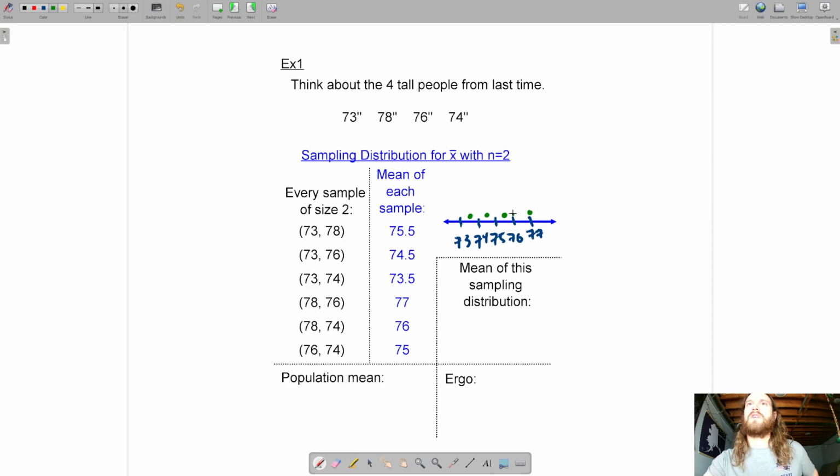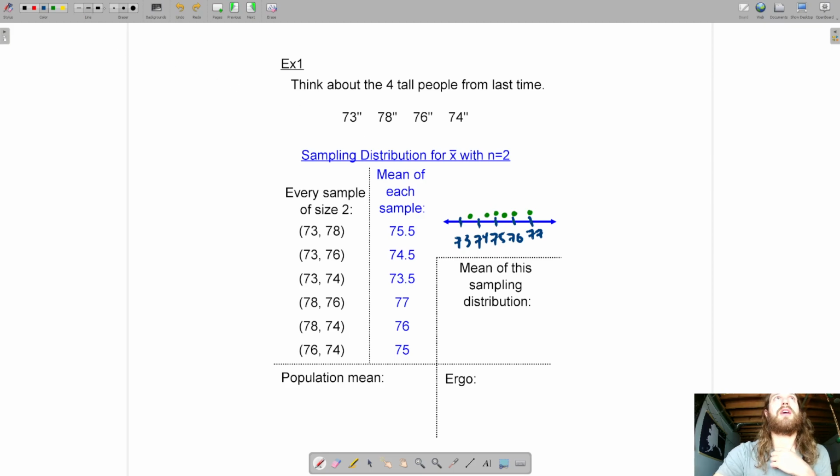77, 76, and 75. So our population mean, which is like our balance point, we know to be 75.25. I got that from adding all these together and dividing by 4 on the previous screen. Now, if you look here, this is every possible sample of size 2 and the means from those samples.